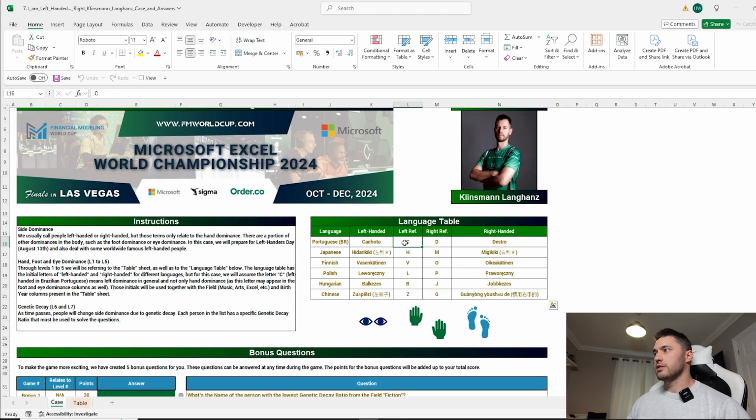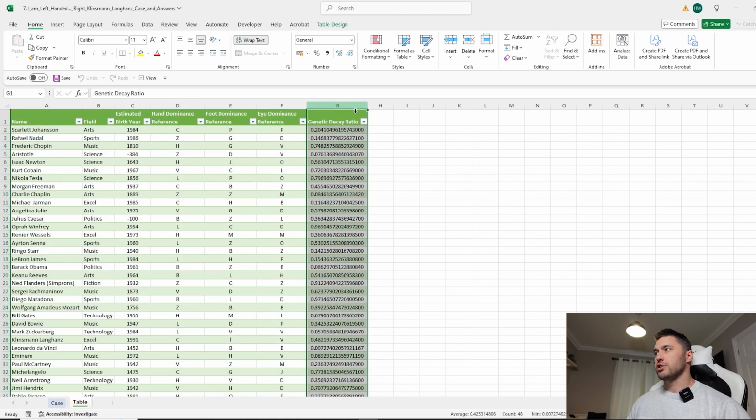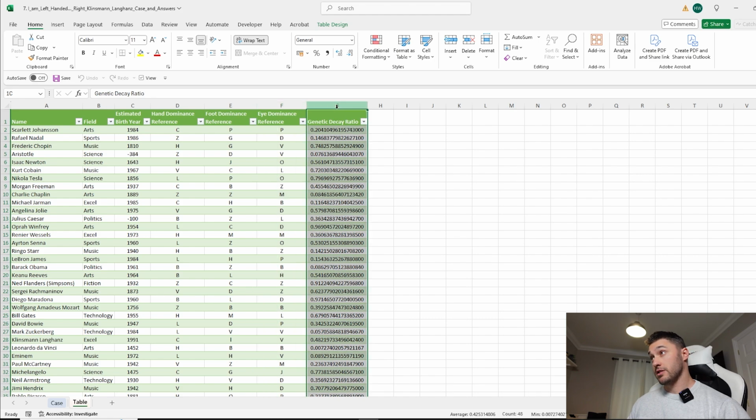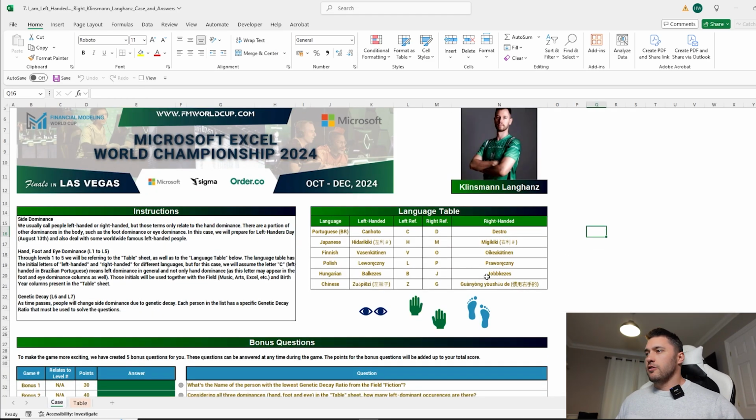And there is a table here to tell you which letter is in which language. And then finally we have a genetic decay ratio, which comes into the questions later, and it builds up to someone's eye dominance changing from left to right or vice versa once their genetic decay reaches a certain value, and that value increases each year by a set amount. So let's do a little bit of prep work.